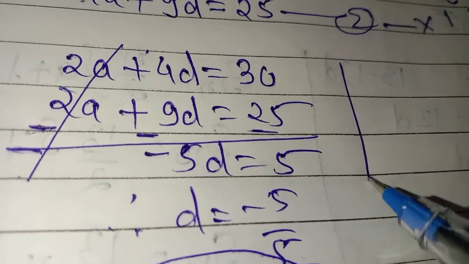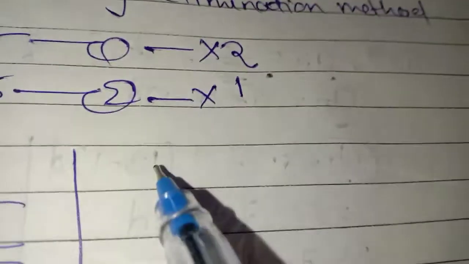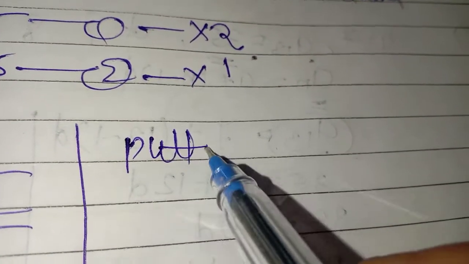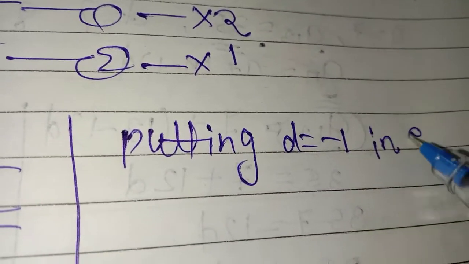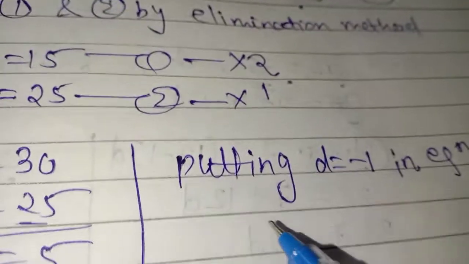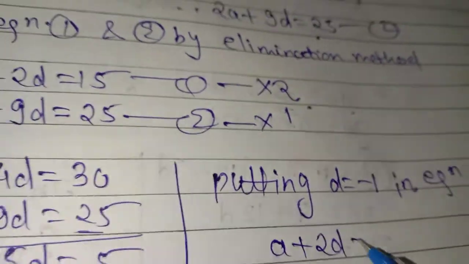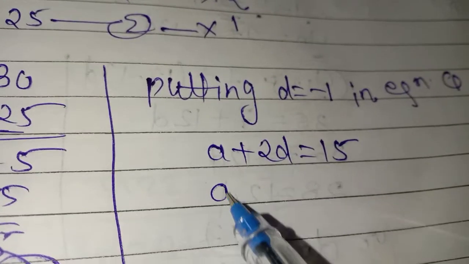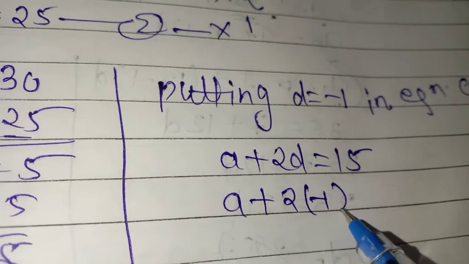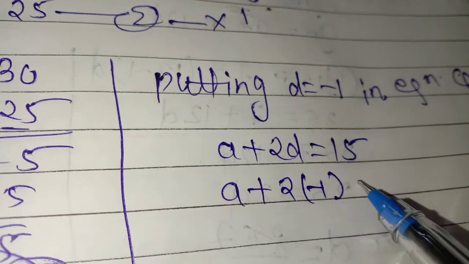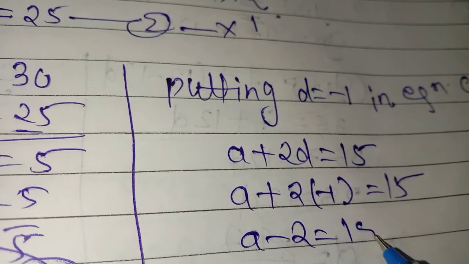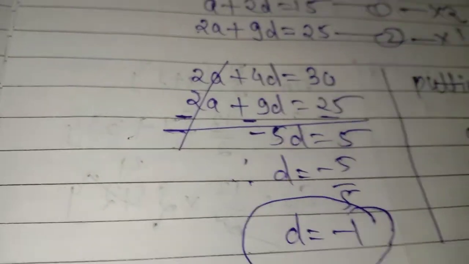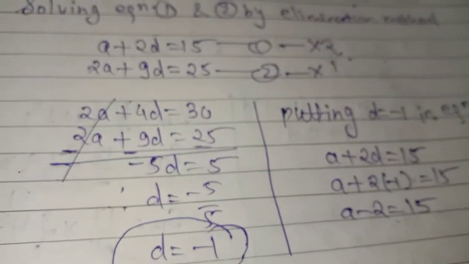Now let's find out a. Putting d is equal to minus 1 in any of the equations, I am putting it in equation 1. So a plus 2d is equal to 15. So a plus 2 into minus 1, clear? So it is equal to 15. So a minus 2 is equal to 15. You just check this equation once again if you have any kind of doubt.